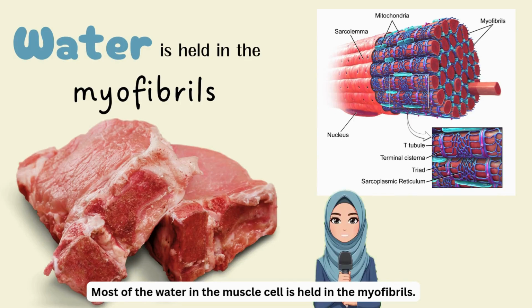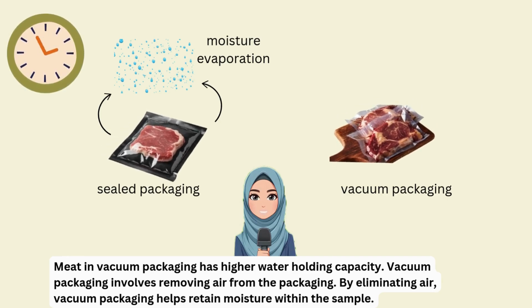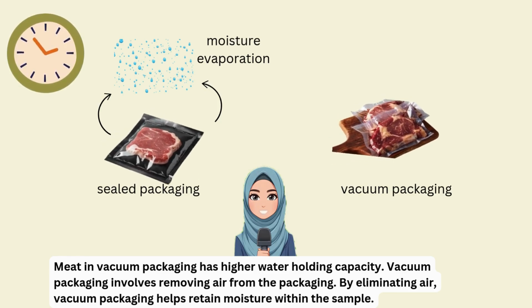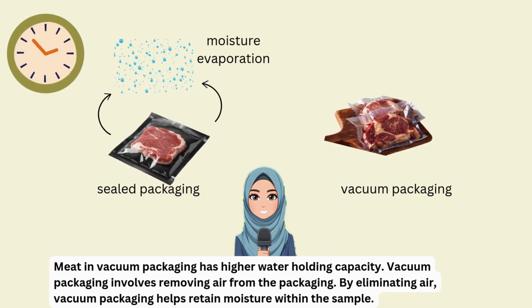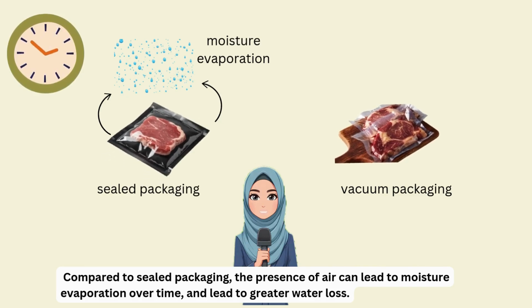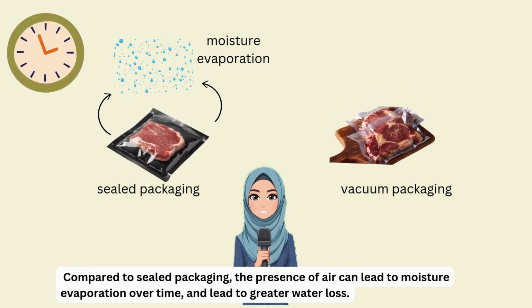Most of the water in the muscle cell is held in the myofibrils. Meat in vacuum packaging has higher water holding capacity. Vacuum packaging involves removing air from the packaging. By eliminating air, vacuum packaging helps retain moisture within the sample. Compared to sealed packaging, the presence of air can lead to moisture evaporation over time and lead to greater water loss.